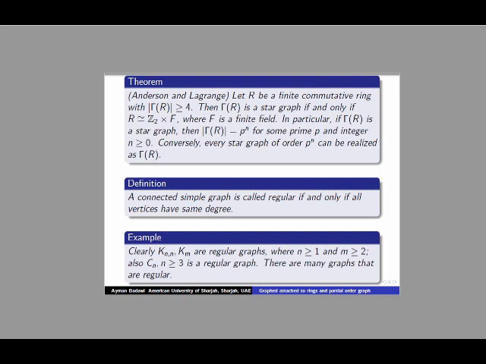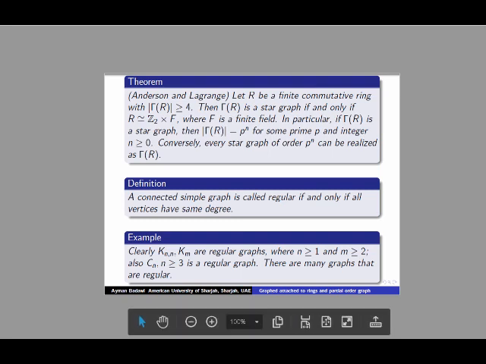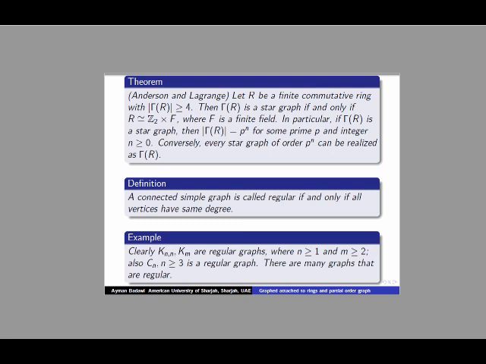K_n, K_{m,n}, complete bipartite or complete graph, or if you have a cycle with n bigger or equal to 3. A square is a cycle, as you said. It's a graph, a cycle, a circuit. Yes, a circuit. There are many graphs that are regular.